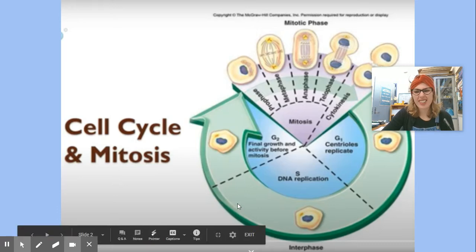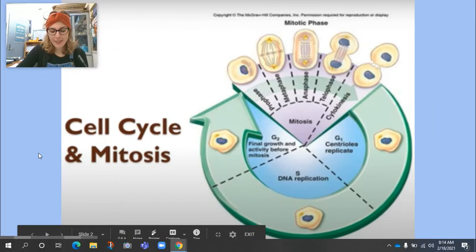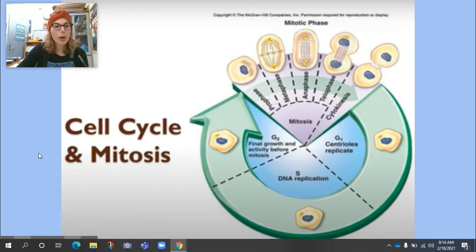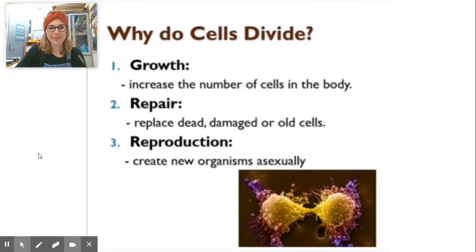So, what is the cell cycle? The cell cycle is essentially a series of events that takes place in a cell before it splits into two cells. So, we're going to start with an original parent cell, and then by the end of the cell cycle and mitosis, we're going to have two identical daughter cells.